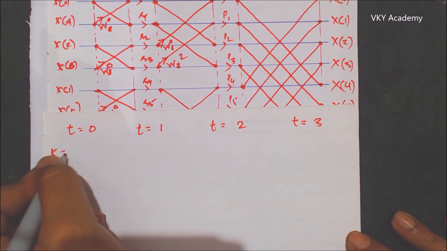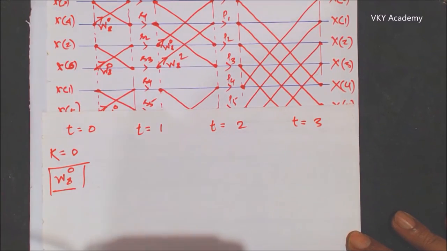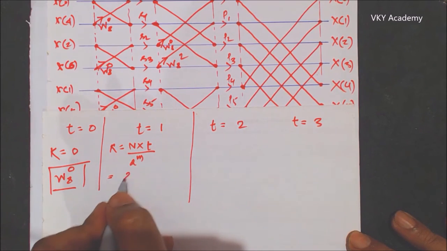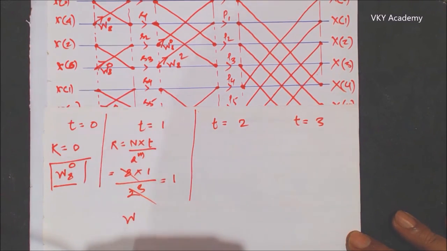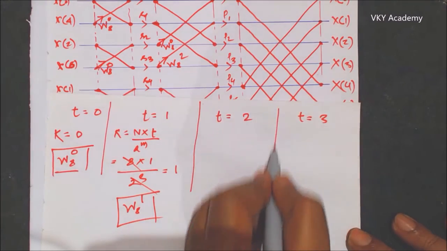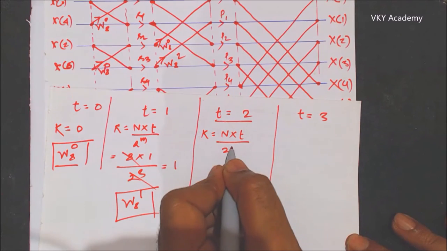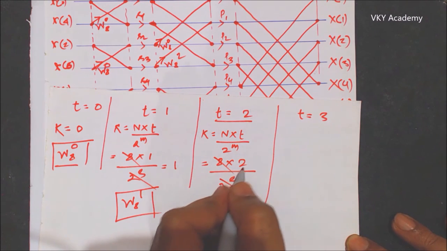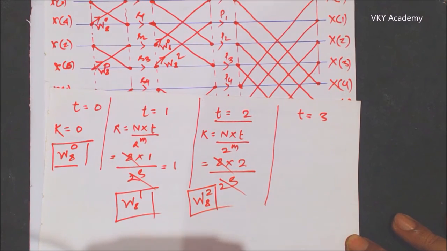So for t equal to 0, k is always equal to 0, as we calculated already. So my twiddle factor will be W8 to the power 0. For t equal to 1, k is N into t by 2 to the power m. So I can write 8 into 1 by 2 to the power 3. So this is 1. So I can write W8 to the power 1. For t equal to 2, k is N into t divided by 2 to the power m, which is 8 into 2 divided by 2 to the power 3. So 8 and 8 cancel out. We have the value of k equal to 2. So I can write W8 to the power 2, third twiddle factor.